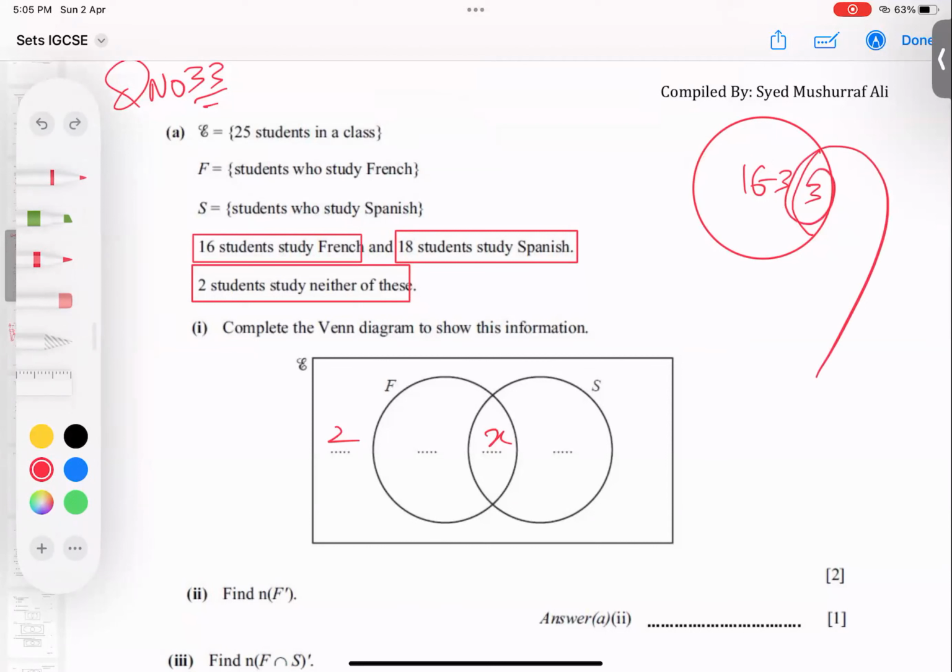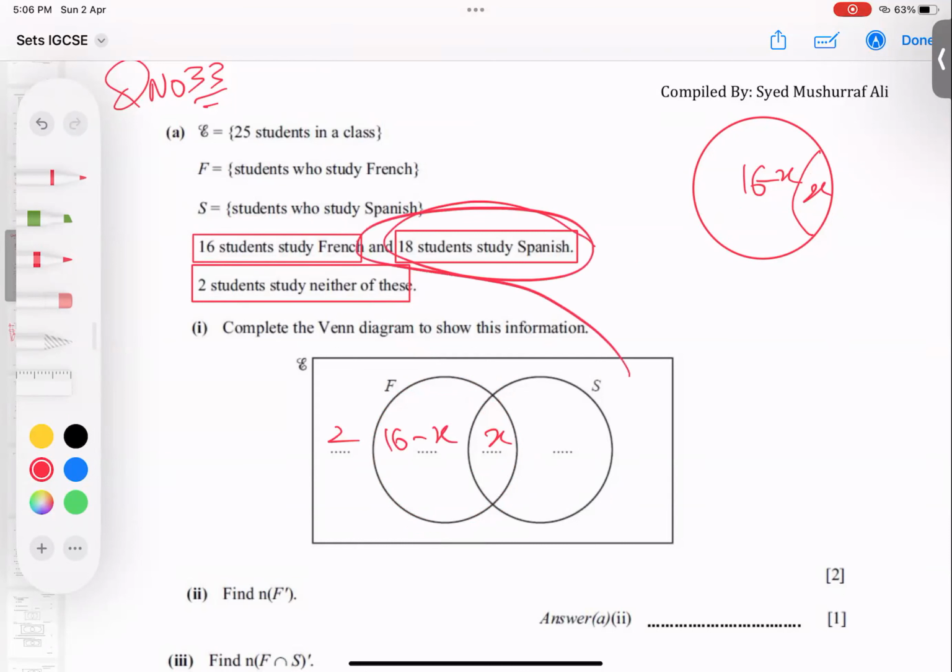They are totally independent, separate. For example, if I write here 4, I'll write 16 minus 4. Last line: if I write here X, I'll write here 16 minus X. So I assume X. French total is 16, full circle 16. Because I took this as X, what is here? 16 minus X.